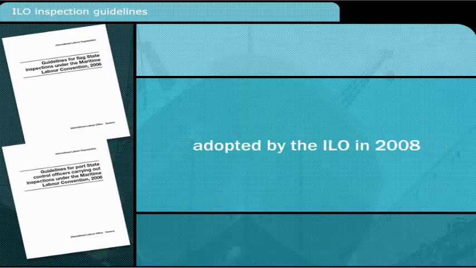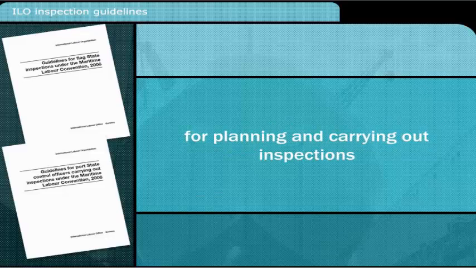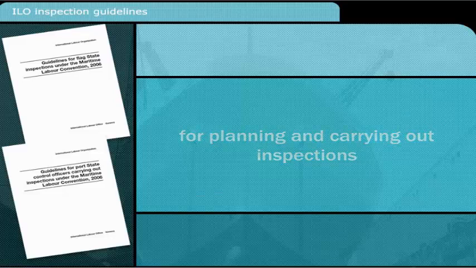The guidelines, which contain full guidance to the inspectors regarding inspection areas and procedures, and the actions to be taken in the event of non-compliance, were adopted by the ILO in 2008. These guidelines are intended to be used extensively for planning and carrying out inspections under the Convention. Ships are likely to be subject to more frequent inspections by port state control than by flag state.